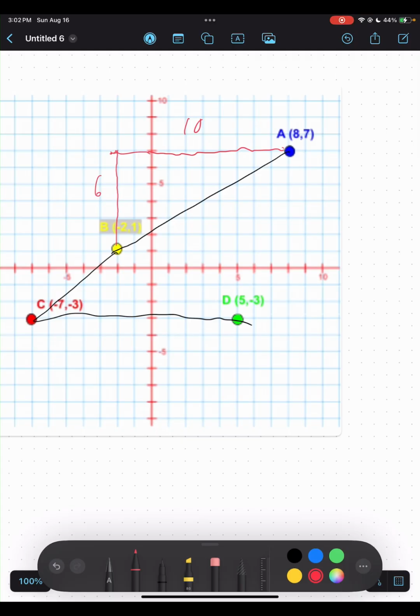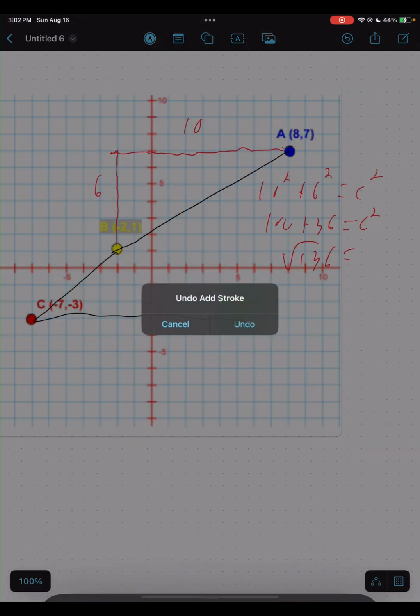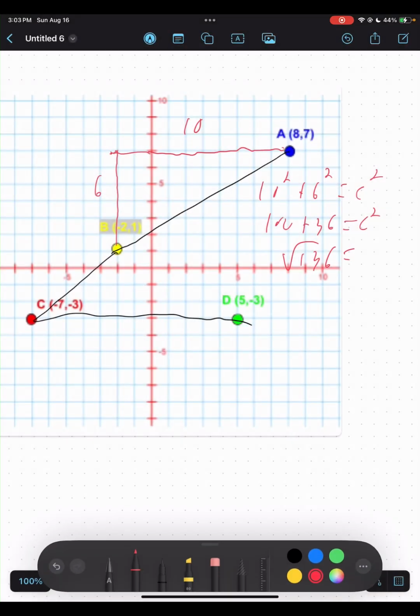Like so. So then this can be found with 10 squared plus 6 squared equals c squared. That's 100 plus 36. Square root of 136 is going to be between 11 and 12, probably closer to 12. Square root of 136 is going to be 11.66. Let's call it 11.7.